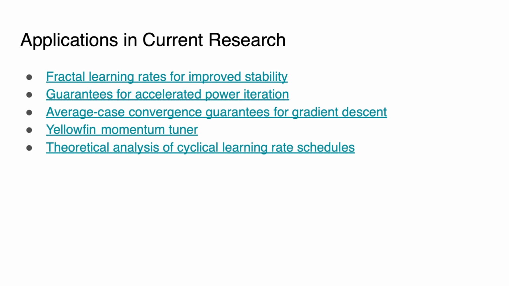Chebyshev polynomials have also been shown to prove acceleration for power iteration methods or even provide average case performance guarantees for gradient descent. And as mentioned previously, Chebyshev polynomials can be used to motivate things like the YellowFin momentum tuner. So Chebyshev polynomials are widely applicable in theoretical machine learning research, and their use cases are being constantly expanded to analyze new things like cyclical learning rates and so forth.